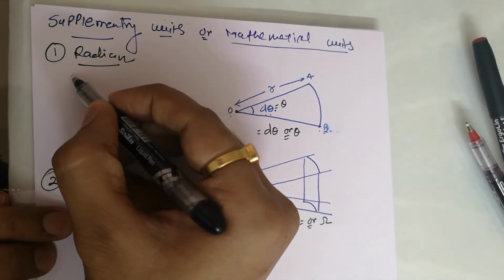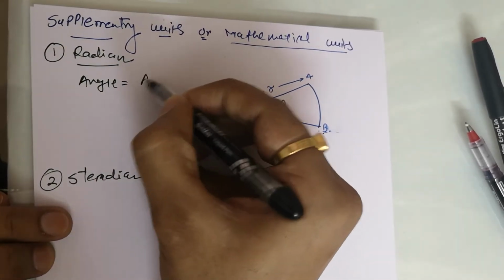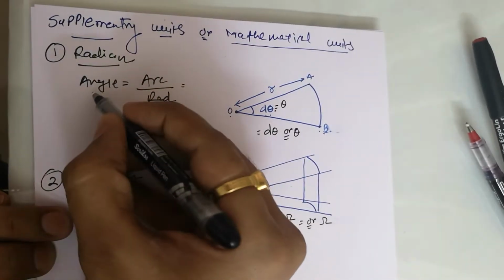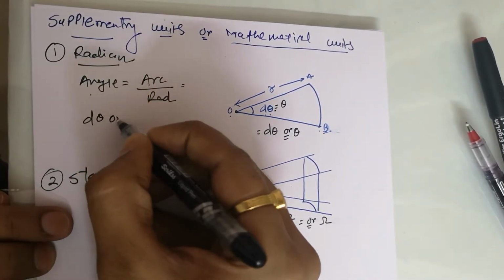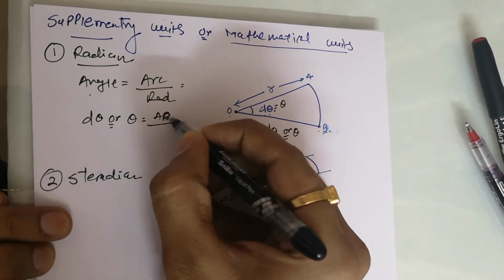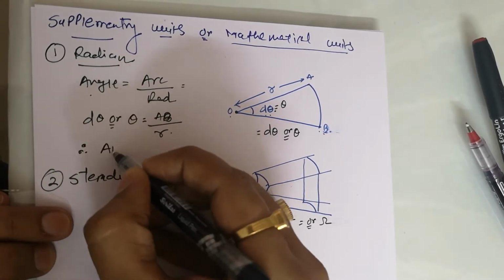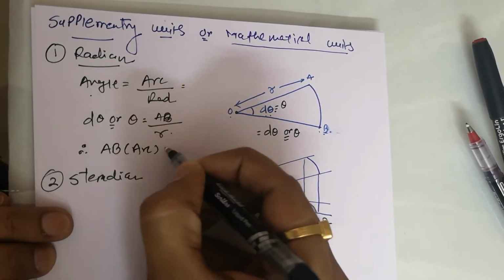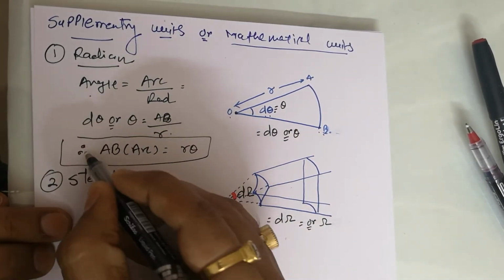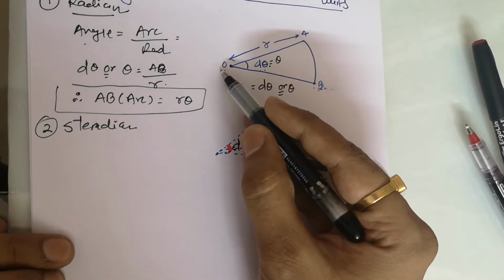In primary, or you can say secondary school, you have learned that angle equals arc by radius. My angle is either theta or d theta, and my arc is AB. My radius is r, so I can say that my arc AB equals r theta. This is how you can recall or remember the radian.